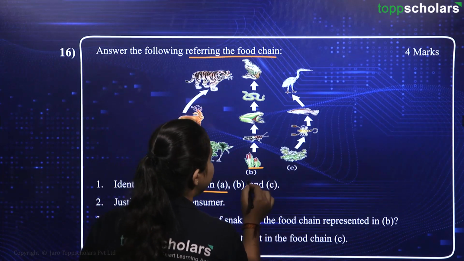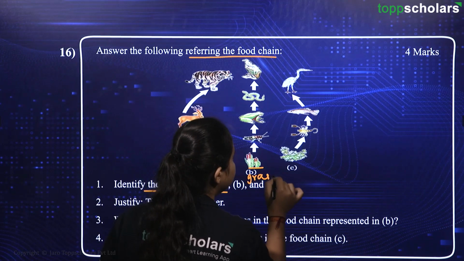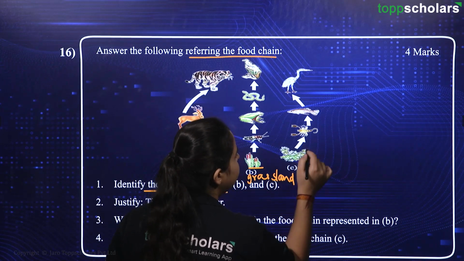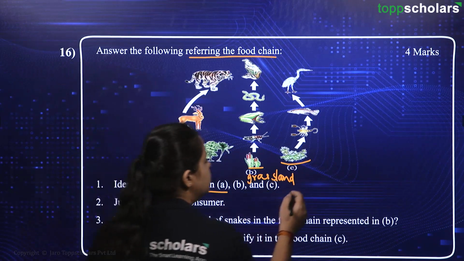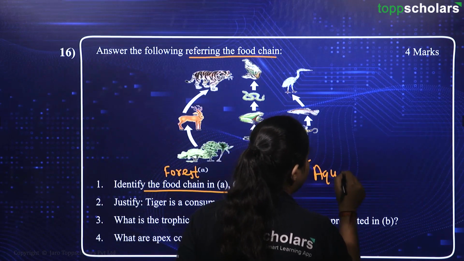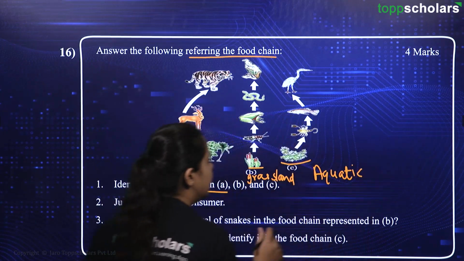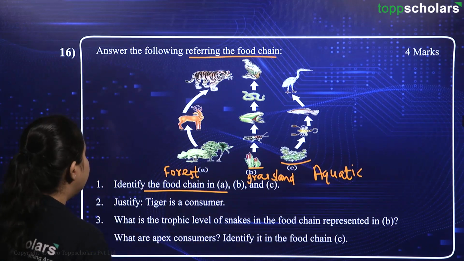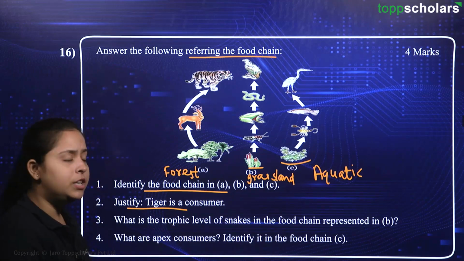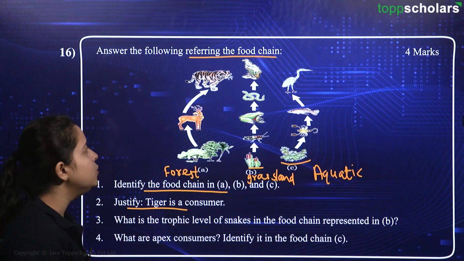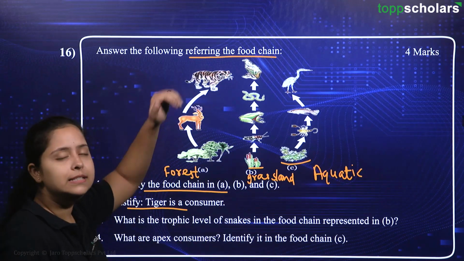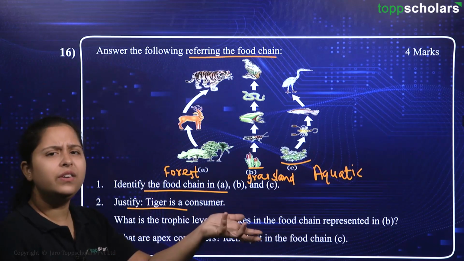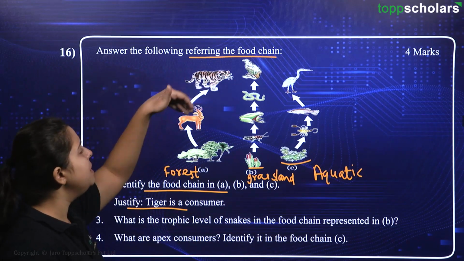Over here grass is present, so grassland is there. And then coming over here, these are aquatic plants. So this is aquatic ecosystem which is provided to you. So these are the identification of different A, B, C food chain that is given to us. Then we are asked with the question, justify tiger is a consumer. Herein, why is this tiger considered as a consumer? Just give a guess. Yes, because it is consuming the deer.